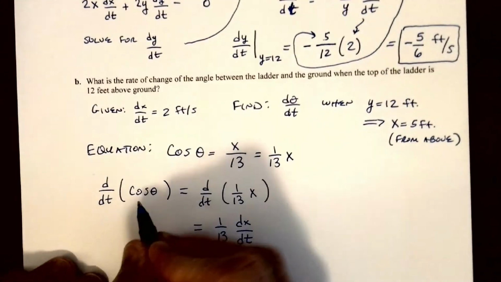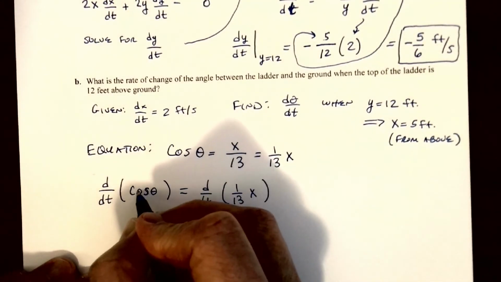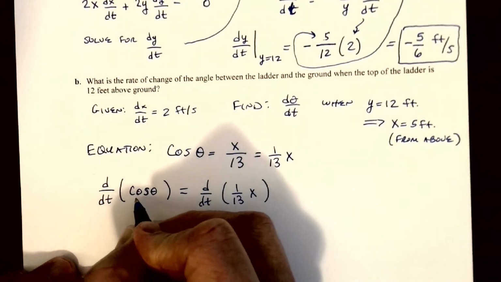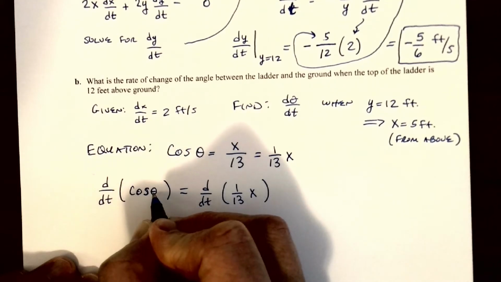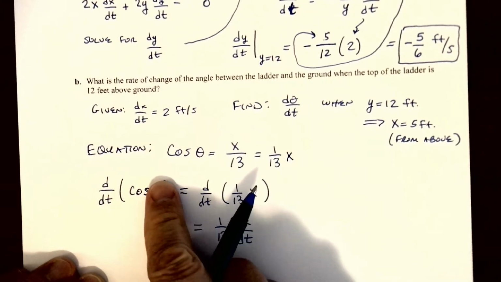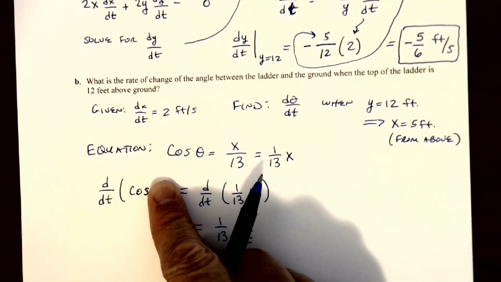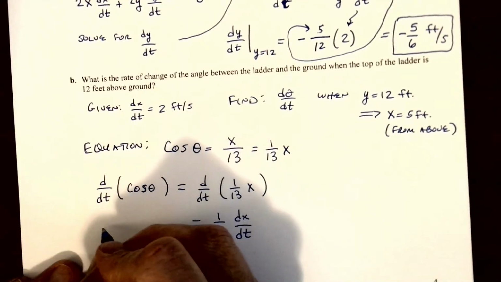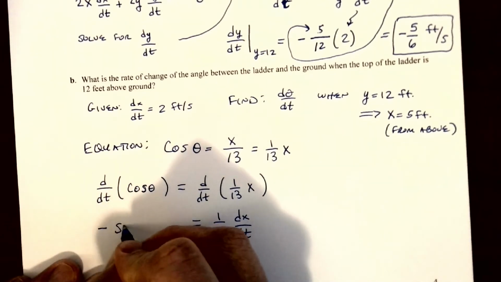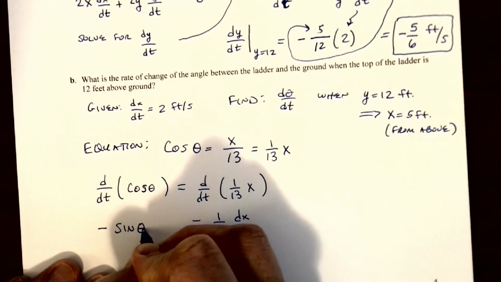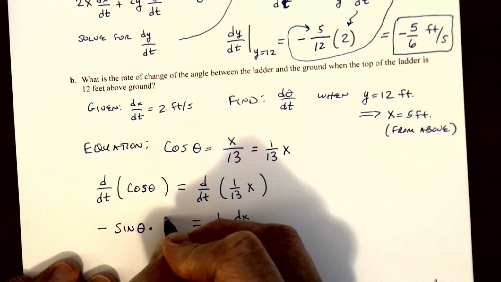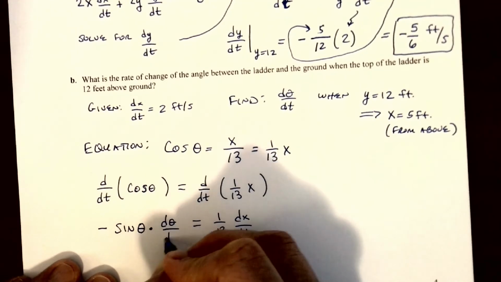What about over here? Well, we've got chain rule going on here. We've got the derivative with respect to time of cosine of theta. So theta is a function of time. It's the inner function. The outer function is what? Cosine. So the derivative of the outer function cosine is what? Negative sine. Evaluate the inner theta times the derivative of the inner function, which is d theta dt.